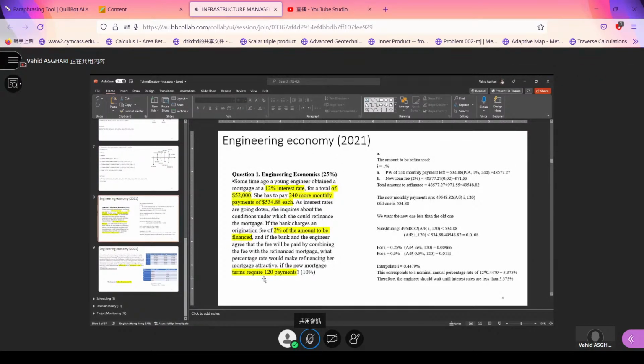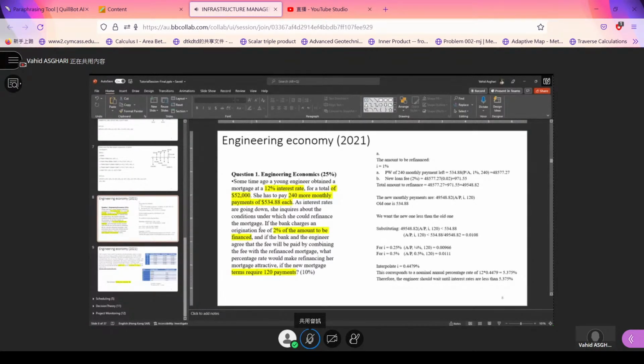In 2021, we had another question. Some time ago, a young engineer obtained a mortgage at a 12% interest rate for a total of $52,000. She has to pay 240 more monthly payments of like $534.8 something. As interest rates are going down, she inquires about the conditions under which she could refinance the mortgage. Okay, so what does the question ask from us?